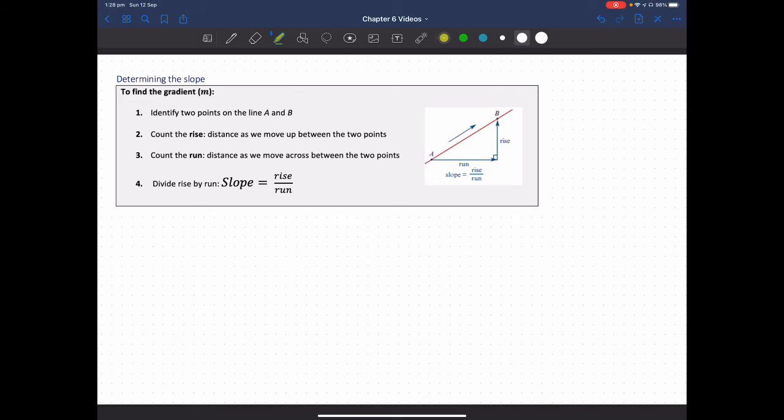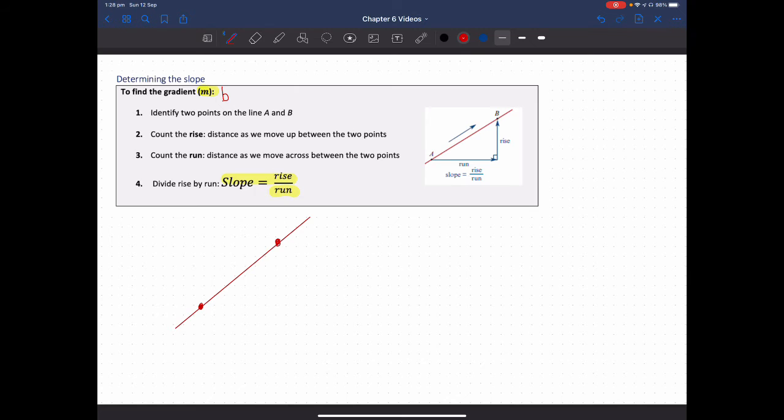To determine the slope, we use rise over run. Here you'll see the slope has been called M, but we're going to be calling it B. How do we work it out? First thing, we need 2 points. And what you want to do is work out the gradient of the straight line, the amount of the slope that passes through those 2 points.